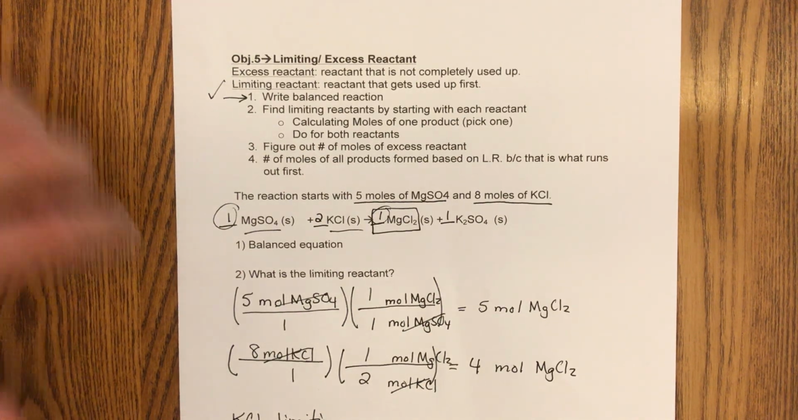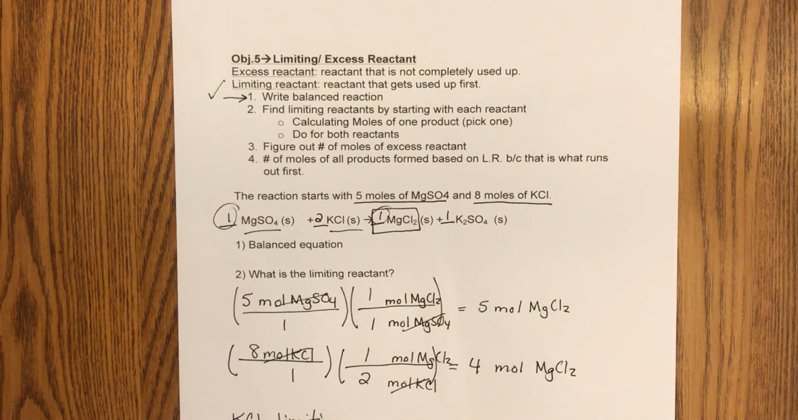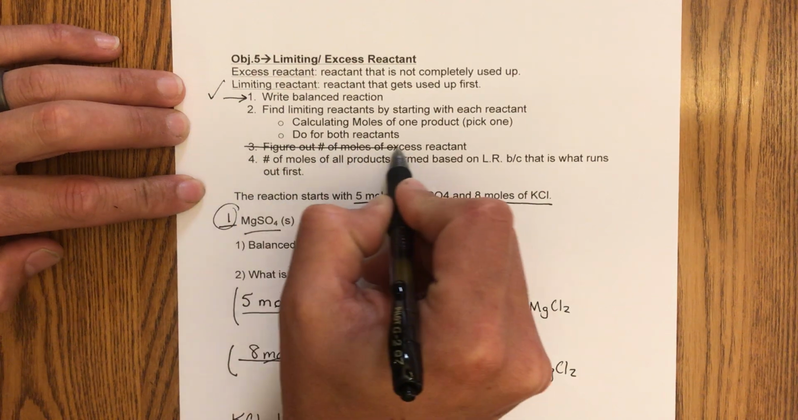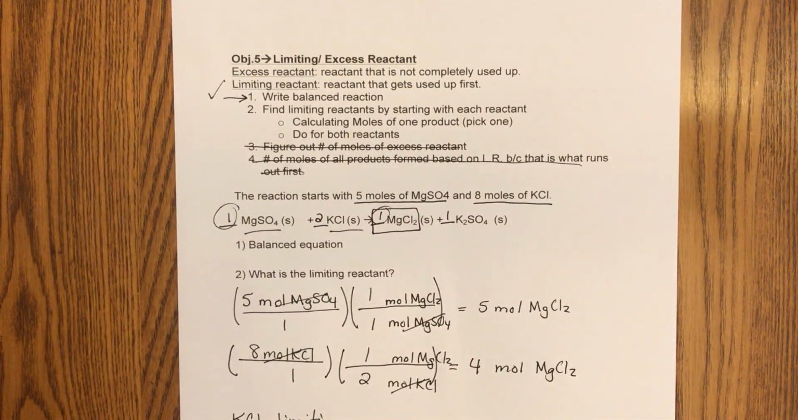So to determine the limiting, it's whatever one produces the least amount of moles of the product. How to determine the excess? It's the one that produces the most amount of moles of the product. And that's all we need to do for limiting excess reactants. We don't need to find out the moles of excess. I'm not going to do steps 3 and 4. If you can look at a chemical equation, balance it, take the given information about each reactant and determine limiting and excess, you're going to be in good shape for Objective 5 out of your notes here.